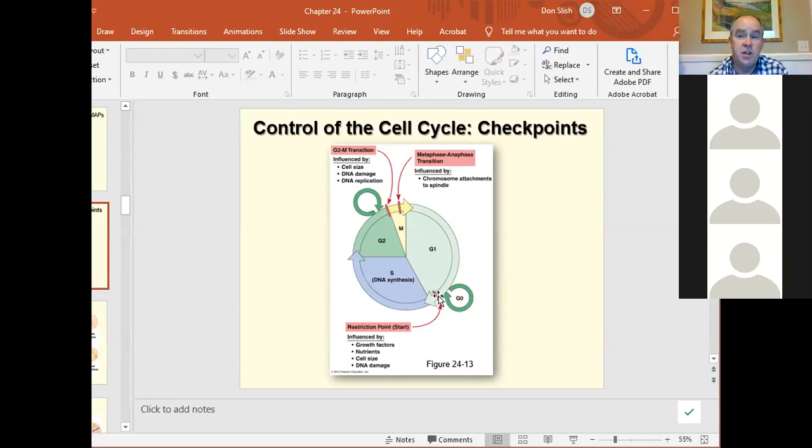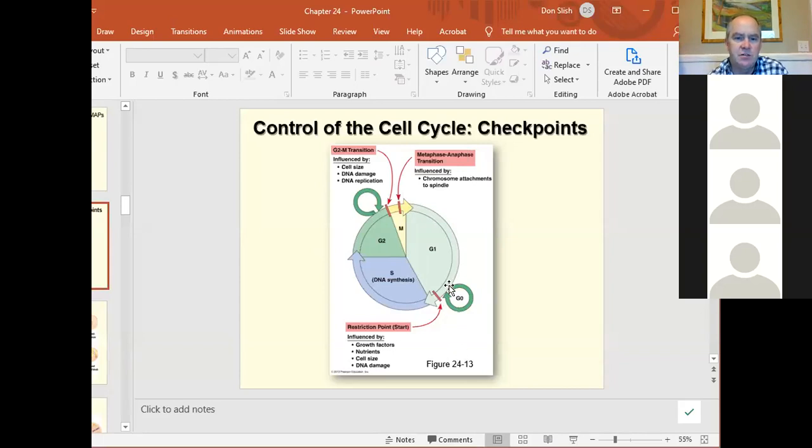So this is really the control over cell division. This one over here, the G2, is just making sure that the cell is ready to go through mitosis. If you've got DNA damage, or the chromosomes aren't finished replicating, or the cell's not big enough, it's going to block the cell from going through mitosis until it's ready. So that's what that one's all about.